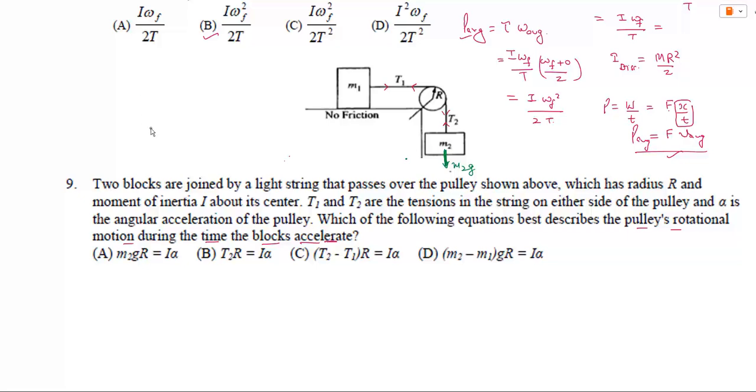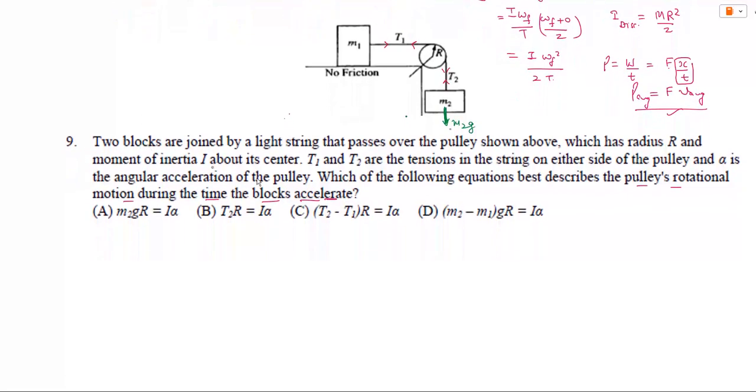So if I consider this block 2, M2G force is acting downwards, T2 is acting in the upward direction, so it will come down with acceleration A, right? So when it comes down with the acceleration A, you can write M2G minus T2 equals M2 times A, right?